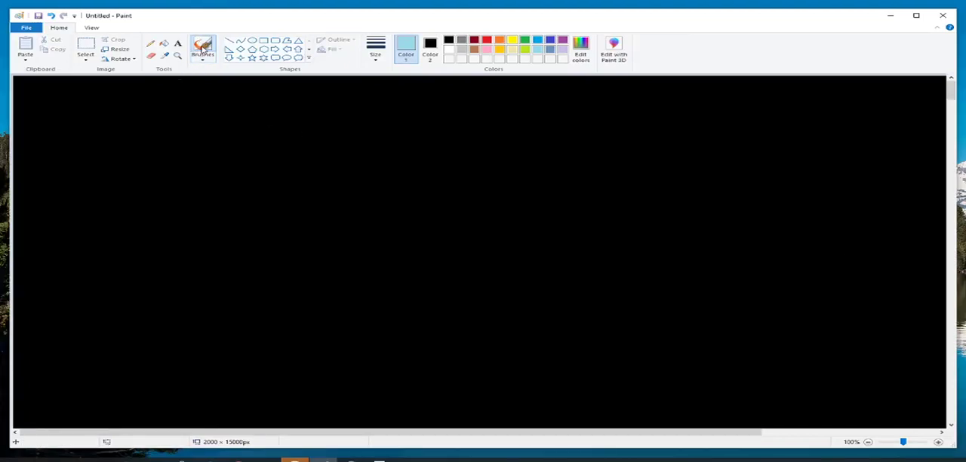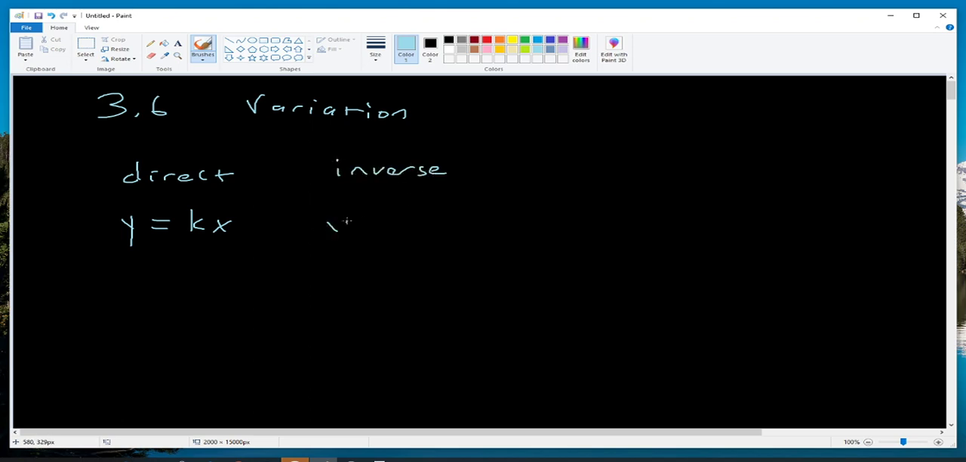Today we're going to cover section 3.6, which is variation. There's three different types of variation. There's direct variation, which has equation y equals k times x. There's inverse variation, which has equation y equals k over x. And there's joint variation, which is y equals k times x times z.